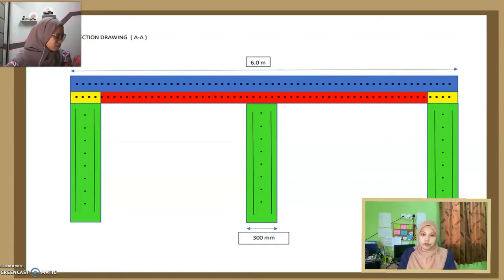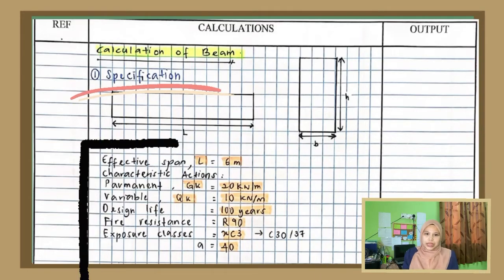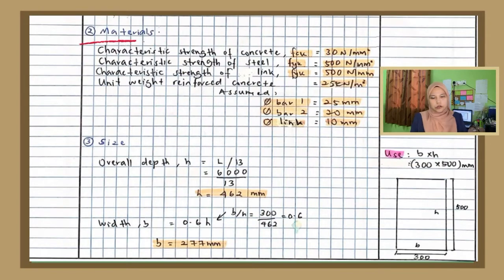So I will proceed with the first element that we have to design, which is the design of beam. First, let's look at the specification. As you can see, this is all the specification that we have to use in the design of beam. In this calculation, we use a 6 meter long span beam. Next, let's look at the material.